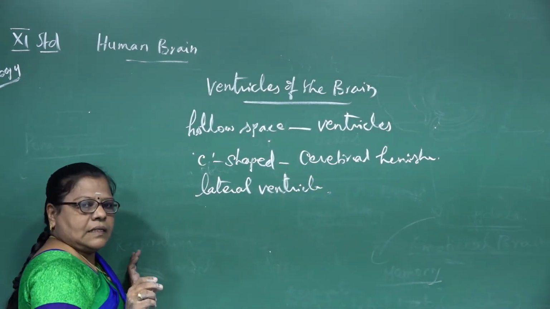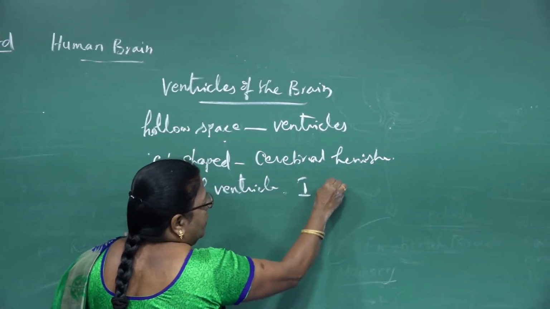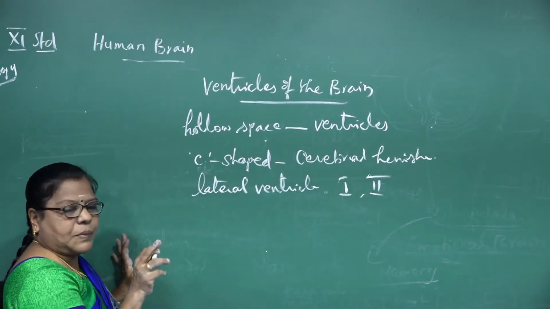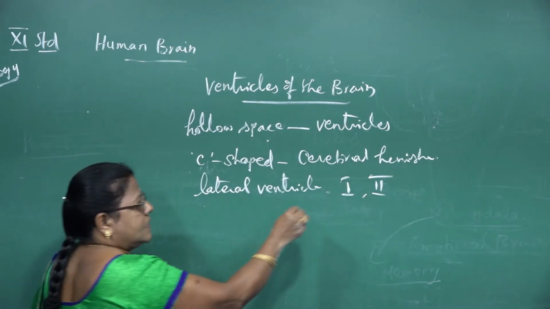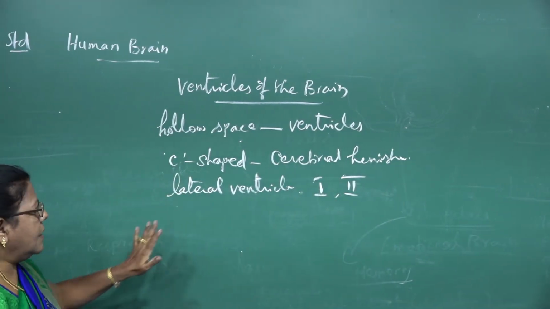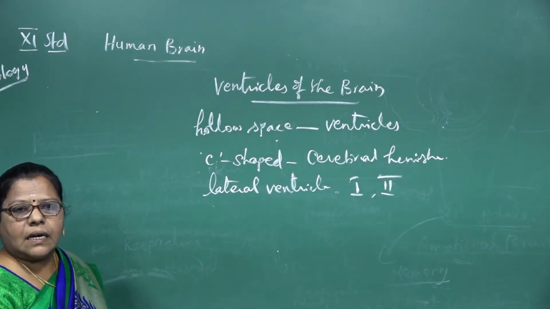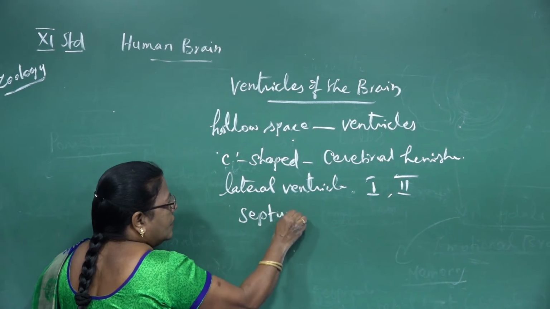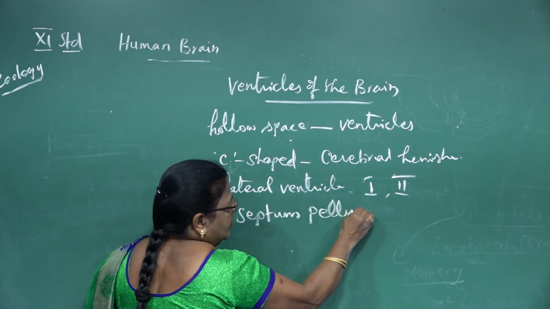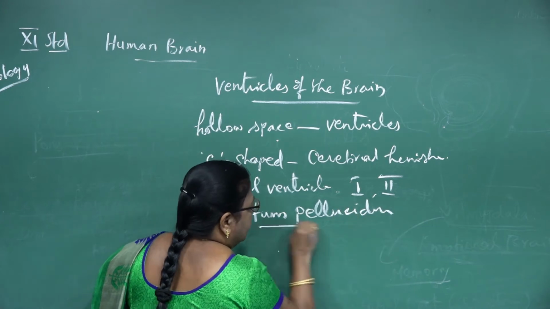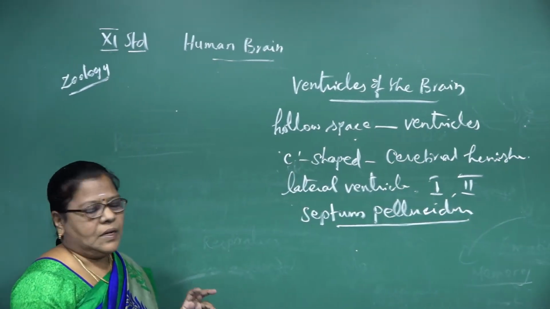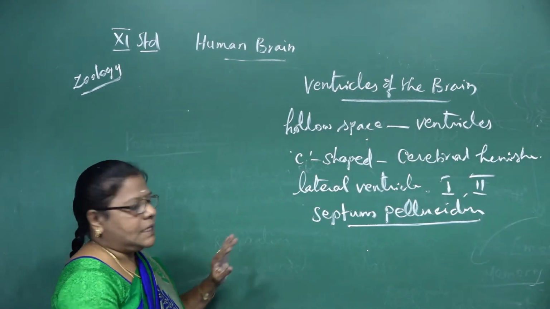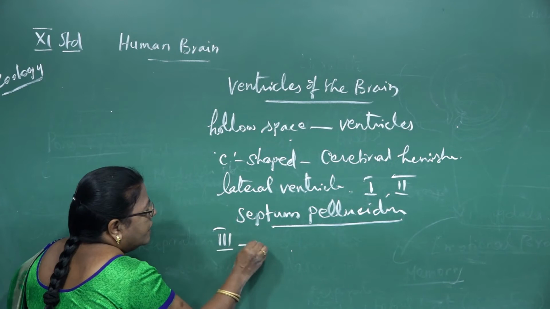These lateral ventricles are of two types, first and second, because two hemispheres are present in the cerebrum. It is otherwise called the lateral ventricle. These two ventricles are separated from each other by the septum pellucidum. These two ventricles open into the third ventricle. The third ventricle is located in the diencephalon.